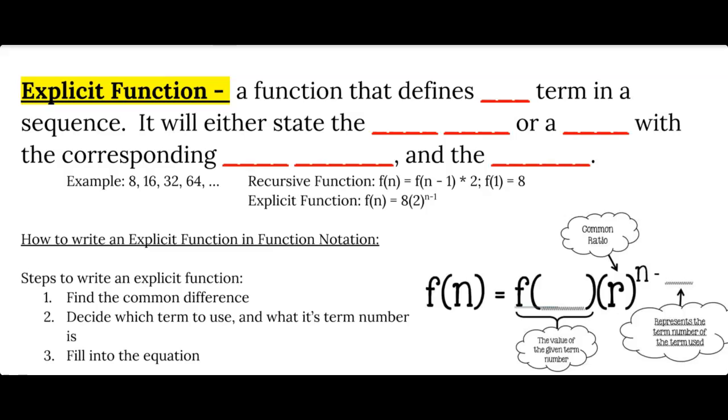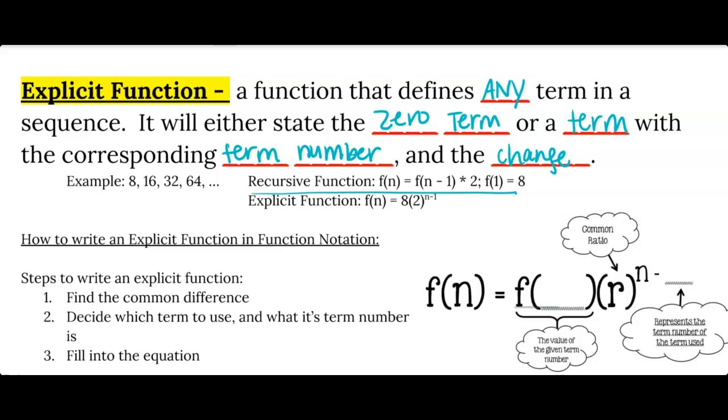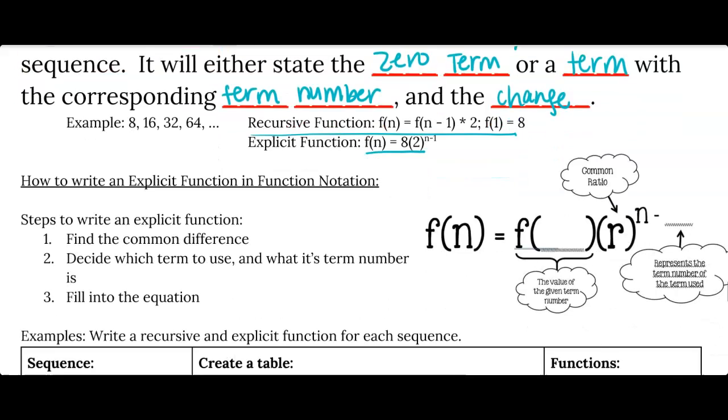So remember, an explicit function is a function that defines any term in a sequence. It will either state the zero term or another term with the corresponding term number. And it will also have the change. So we talked about recursives, and we've been talking about recursives. It's the same, but explicits now we have to deal with repeated multiplication instead of repeated addition.